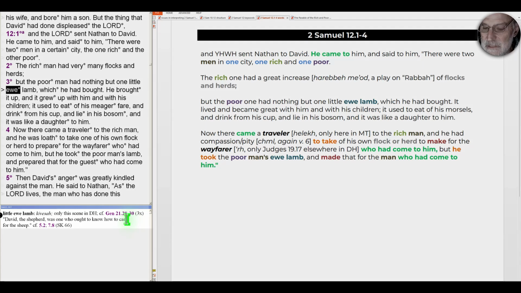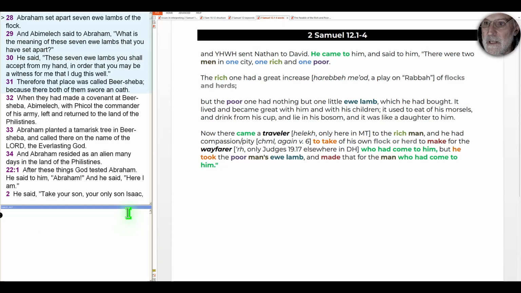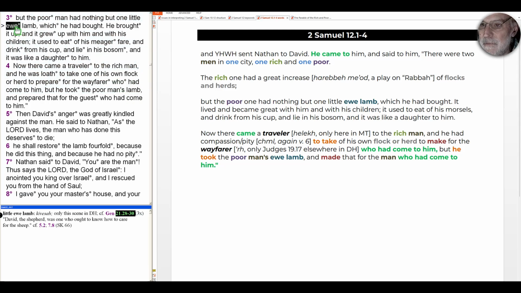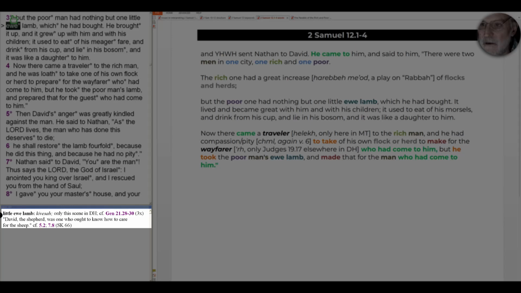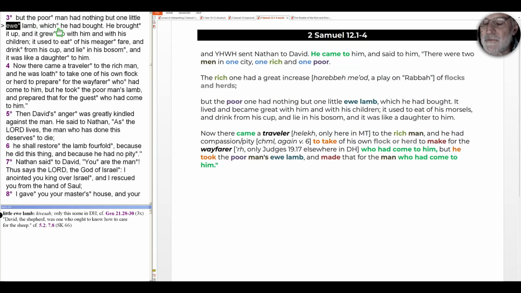But it's 3 times in Genesis 21, 28 to 30, about Abimelech and Abraham and the ewe lambs that you can see here as a witness to the well. There it has to do with calling the well Beersheba, 7 for Sheba here, and beer for the well. So that could be a word play there. But this is not about Beersheba in this context. As Koenig notes below, David the shepherd was one who ought to know how to care for the sheep. But this is what happens with the poor man.